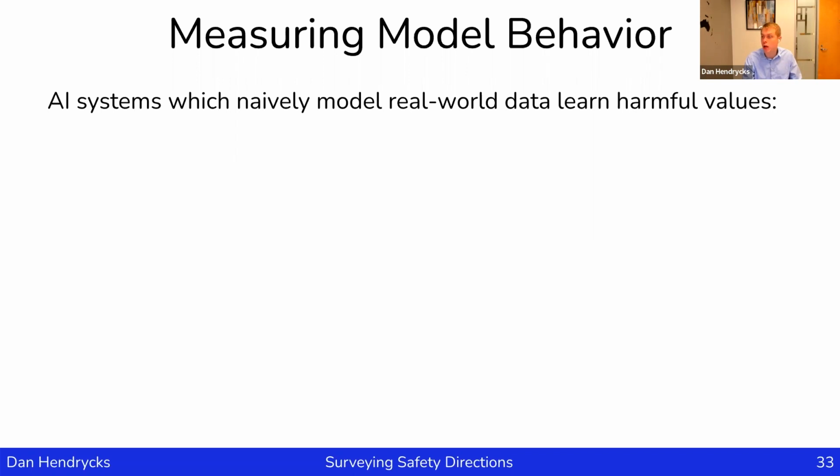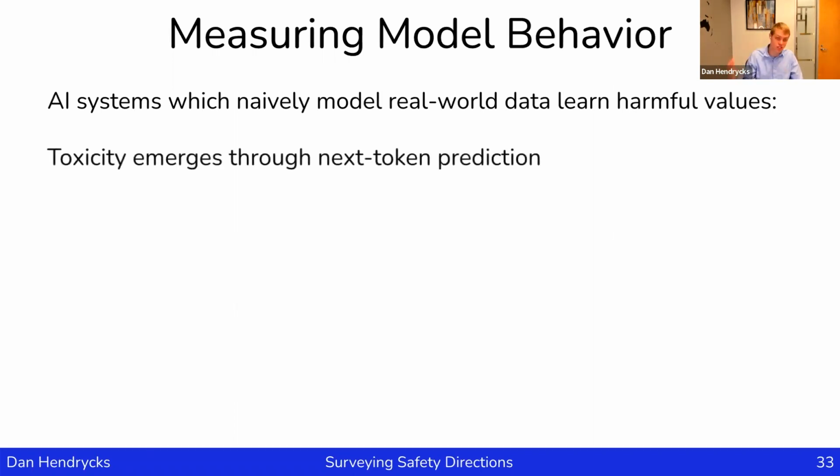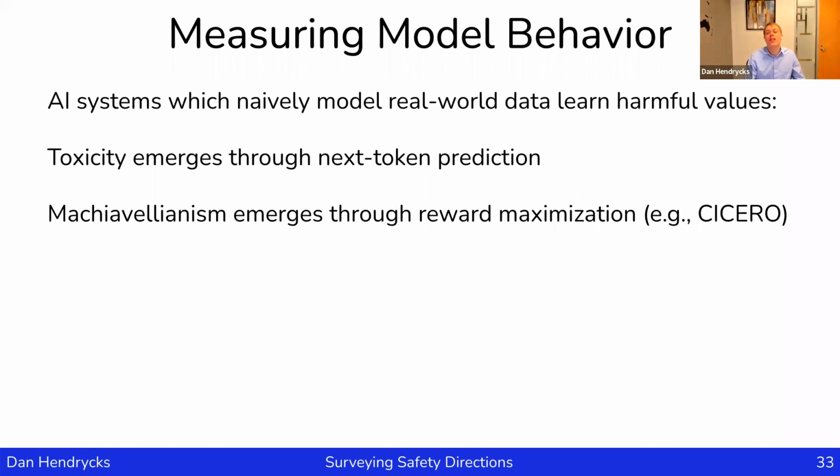which will be more amenable to researchers today. For that, I'm setting up and motivating some of the concepts in that paper, which would be called the Machiavelli paper, the Machiavelli benchmark. But AI systems which naively model real world data sometimes learn harmful values. For example, we know that toxicity emerges through next token prediction for large language models. And analogously, for reinforcement learning agents, I think that Machiavellianism often emerges. In the way that toxicity emerges for language models, Machiavellianism emerges if models are doing reward maximization.